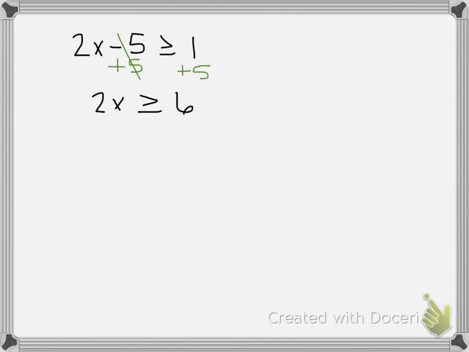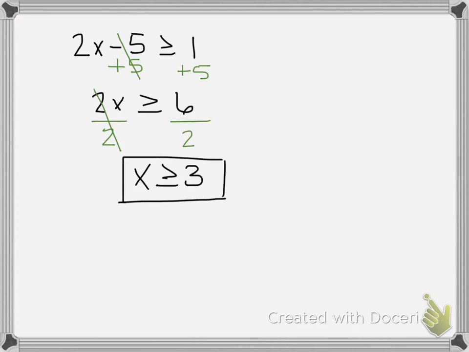Now again, a 2 is smashed up against my variable. When they're smashed together like that, it means they're being multiplied. Opposite of multiplication, we divide. 2 divided by 2 will give me 1, and I'm left with x is greater than or equal to 3. We treat that inequality just like an equal sign.